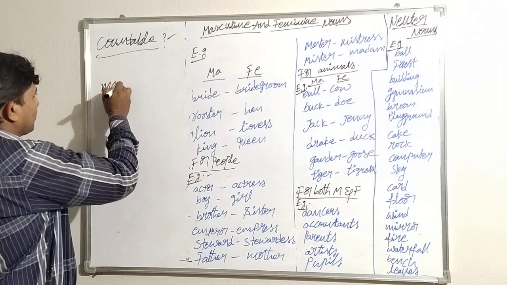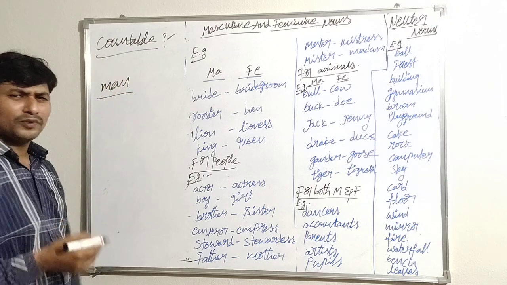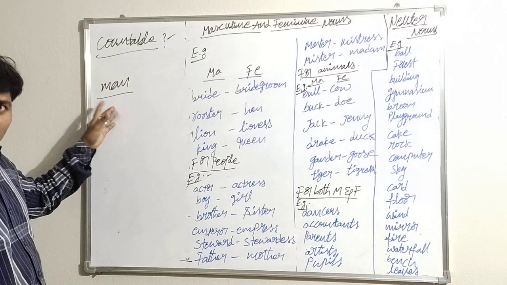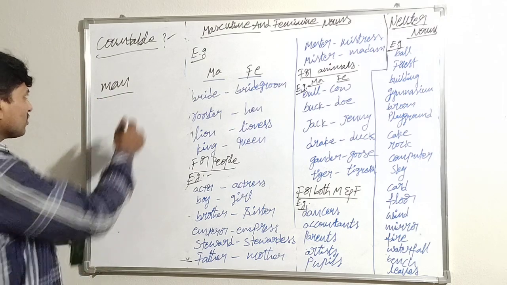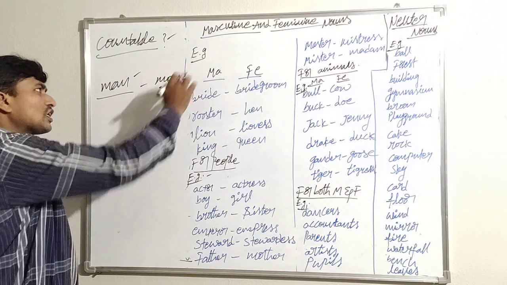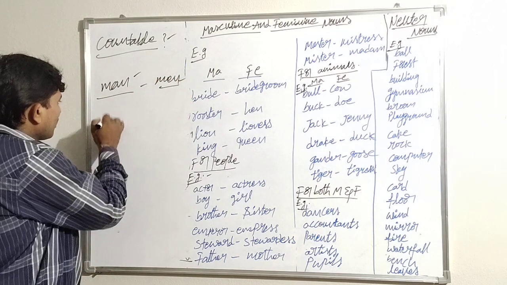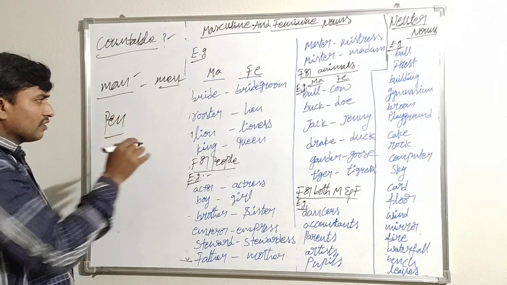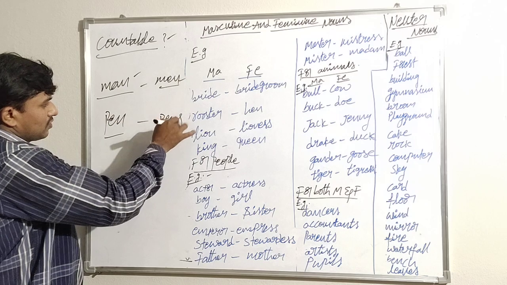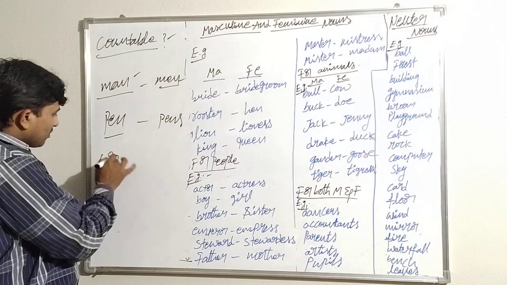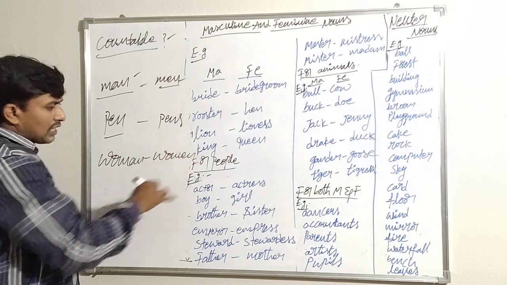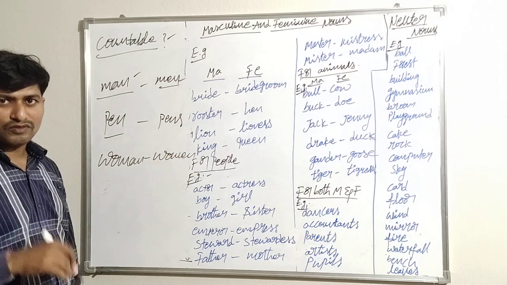Suppose you are a man. How many people are here? Only one. A man. Is it countable or not? Yes. What is the plural? Men. Is it countable or not? Yes, it is countable. Pen. How many pens here? Only one. Here, pens. Woman. Women. Countable or not? Yes, it is countable.